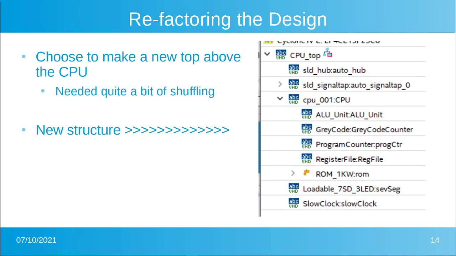This diagram shows the new architecture. CPU top is everything inside of it. It's got the CPU, which inside of that is the ALU, gray code, program counter, register file, and the ROM. But at the same level as the CPU, in this case, are the loadable 7-segment display and the slow clock. I kept that. So as we add peripherals like UARTs and such, they'll be at the same level as the CPU.